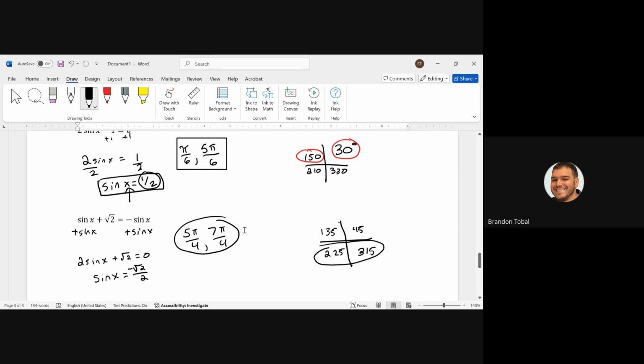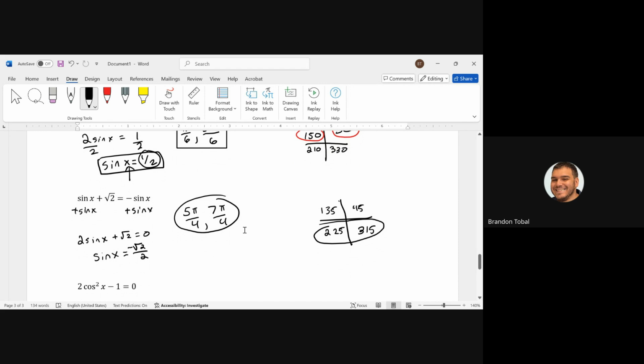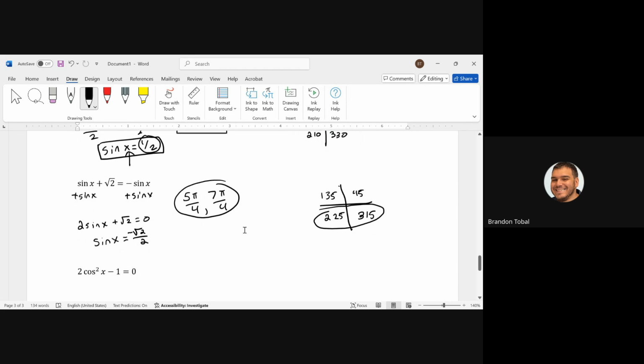Again, be confident with your unit circle. No, we have unit circle. But where have you been? Next one.